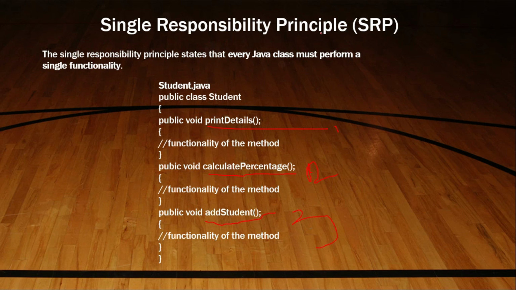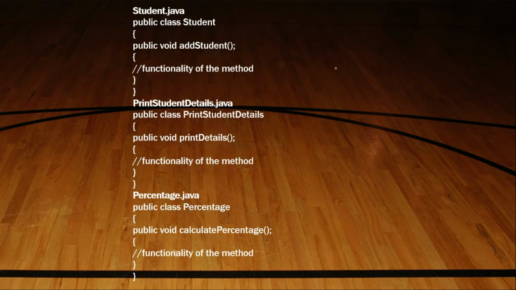Now all the functionality is covered in a single class. So this basically violates the SRP, the Single Responsibility Principle. What do we need to do so that we can achieve the Single Responsibility Principle? For that, you can see this example.